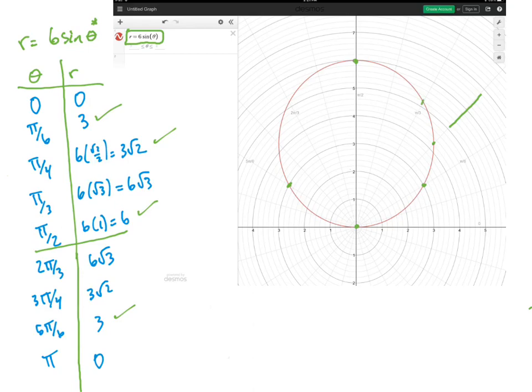So what's happening is all of these points are on some of these angles, and then we can draw a smooth curve through them. All this to say, this equation we came up with, r equals 6 sine of theta, does in fact correspond to what we originally had, which was x squared plus y squared equals 6y.